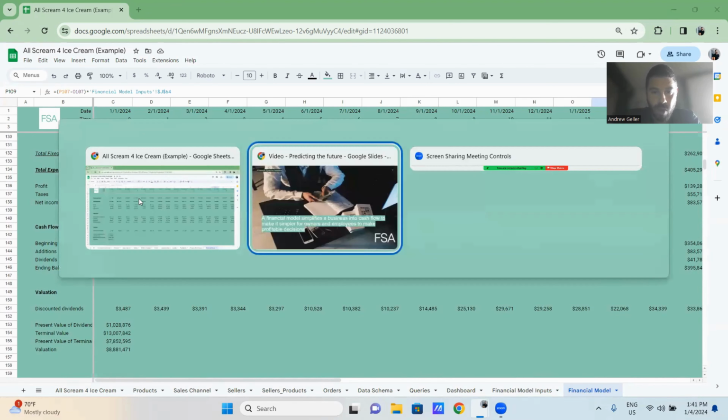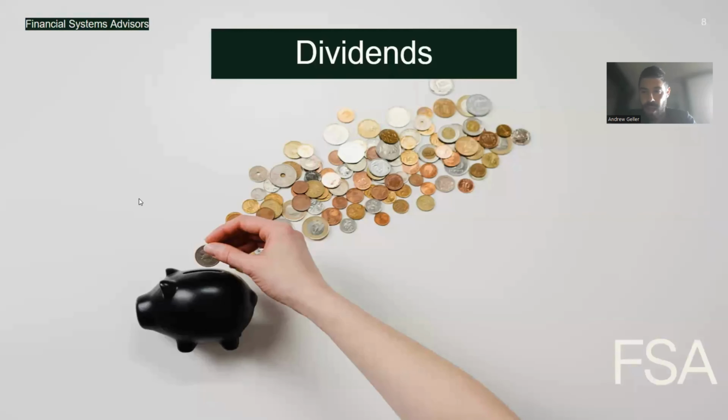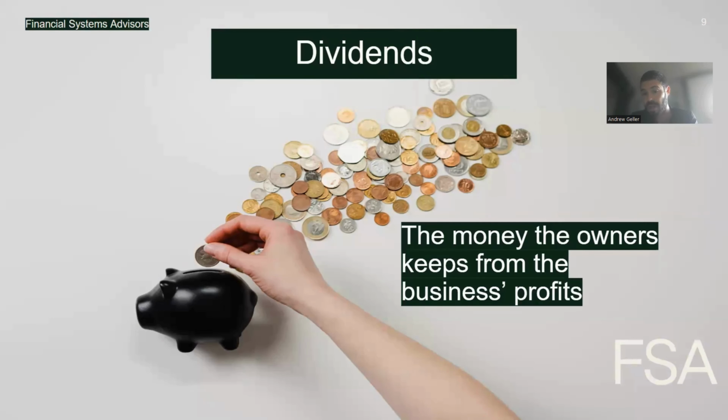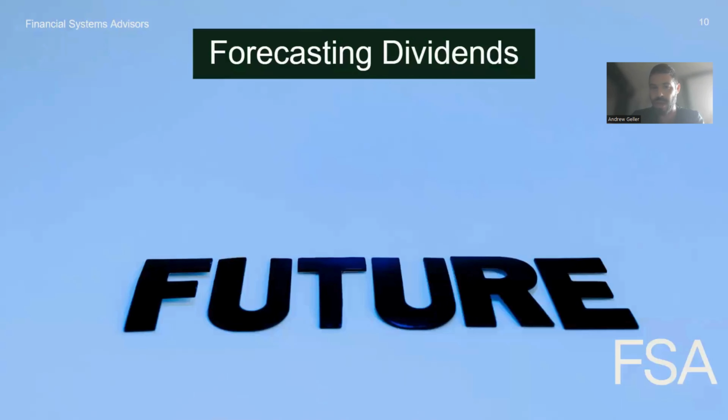Now, I'm going to go back a step and talk about something called dividends. So, what are dividends? Dividends are the money that owners keep from the profits. If you make some profit, that's the money that you get to take home and spend on whatever you want to spend it on. And really, this is the number that's important. The rest of these numbers are all just coming down to this number because you're the entrepreneur and we want money in your pocket. So, what we do is we forecast these dividends into the future.